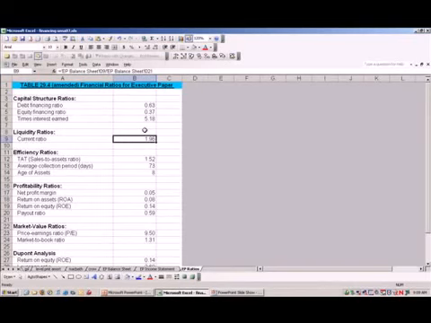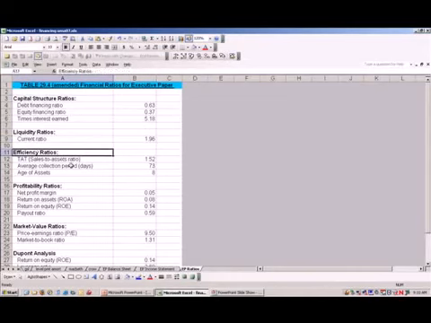The interpretation of a current ratio of 1.96 is that the firm has $1.96 in current assets for every $1 in current liabilities. Or it has assets that can be converted to cash within a year of $1.96 for every $1 that it has in liabilities that have to be paid off within a year.